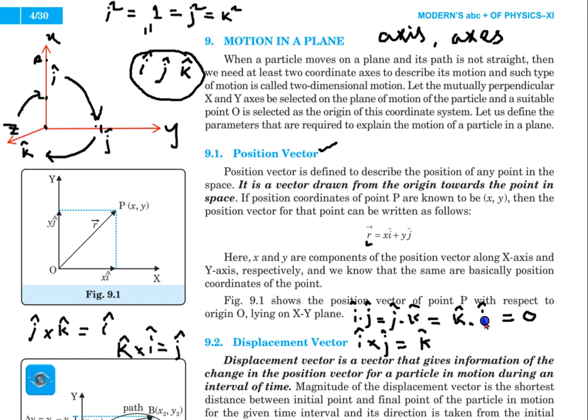Then what happens if I move from j to i and finally reach k? j cross i still gives k, but the sign will be changed, so I'll get minus k cap. If I interchange k and j, k cross j will give minus i cap, and minus i cap cross j will give minus j. Please write this down in your notes.